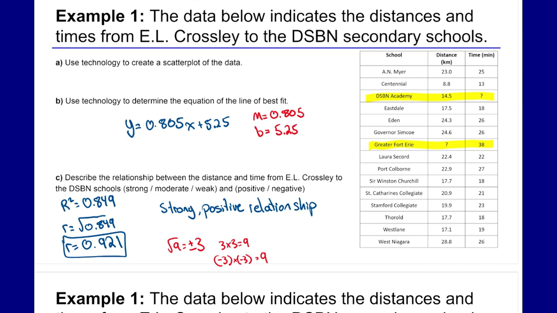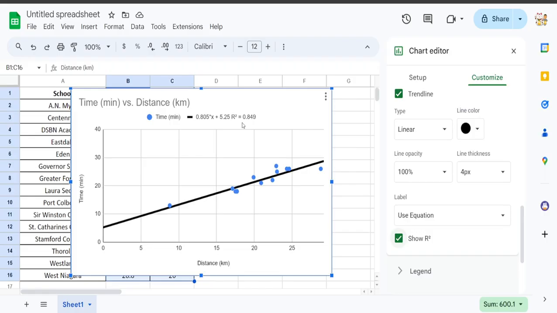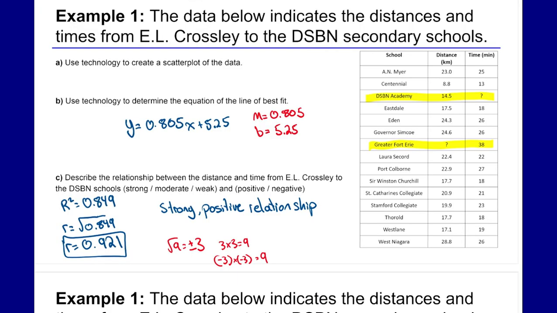0.921. We're choosing the positive one because when we look at the graph, we can clearly see a positive relationship. We can clearly see the line is going upwards. It has a positive slope. It is a positive linear relationship. So again, based off of this R value that we got from the technology, it is a strong positive relationship.